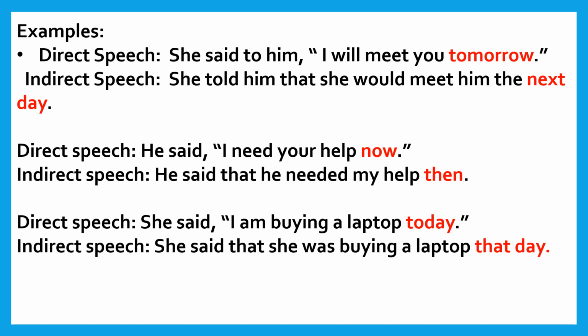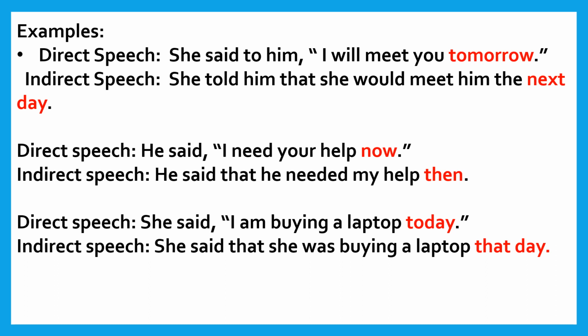Following are some examples. Direct speech. She said to him, I will meet you tomorrow. In the indirect speech, she told him that she would meet him the next day. You can see in the sentence, the word tomorrow in the direct speech changes to the next day in the indirect speech.